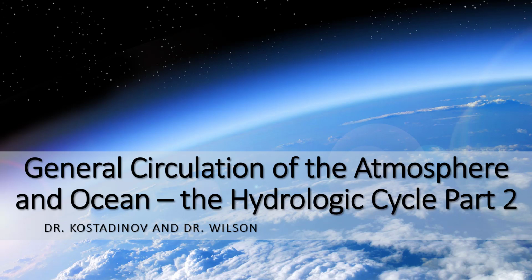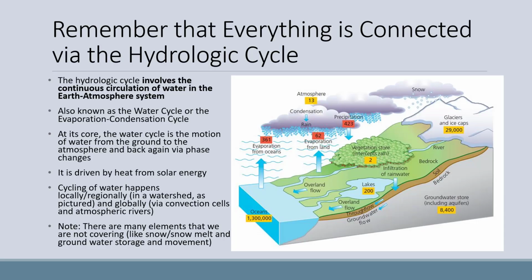Welcome back. This is the second of two lectures on the hydrologic cycle. We are going to discuss why atmospheric and oceanic circulation on Earth looks the way it does. Let's get started. First, a quick reminder of how the hydrologic cycle connects all the water on Earth.